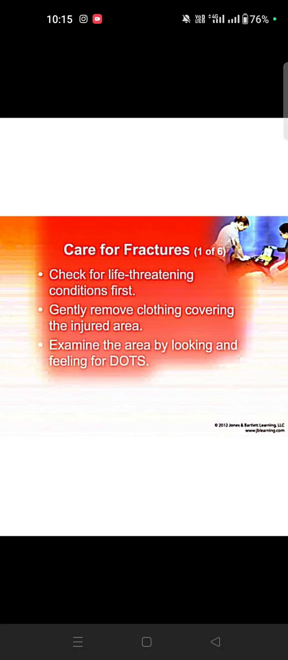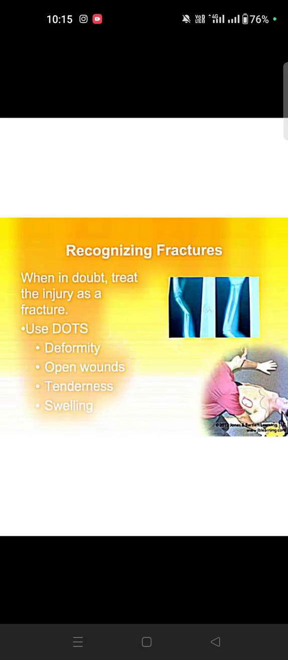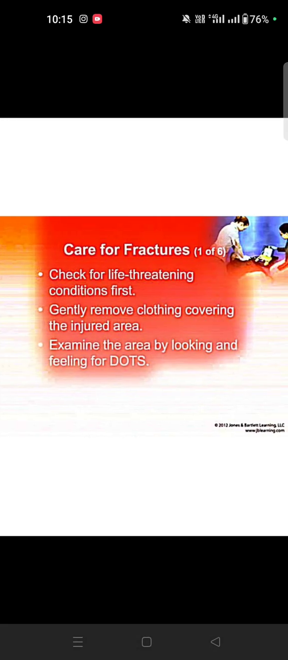Then care of a fracture. First, check for life-threatening conditions; for that we can divide patients using triage. Gently remove the clothing covering the injured area. Examine the area by looking and feeling for DOTS: deformity, open wounds, tenderness and swelling. That is how we mainly assess a fracture.